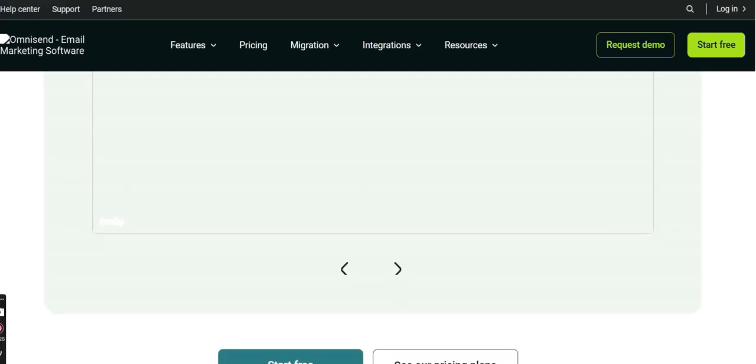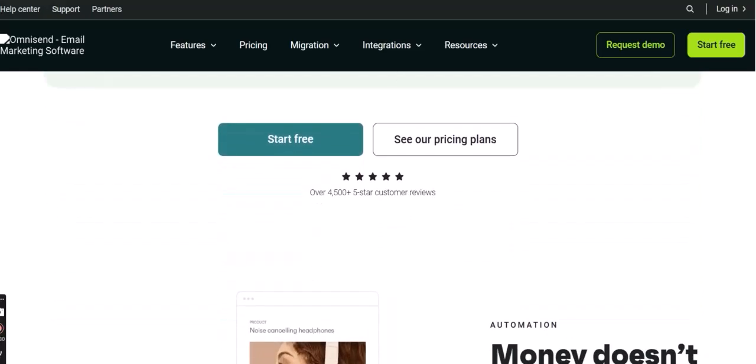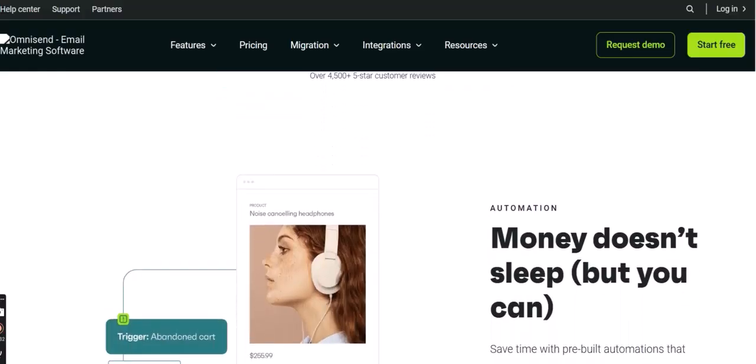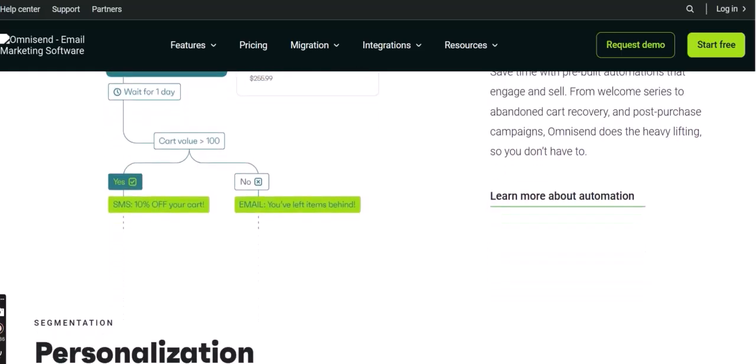Also, Omnisend's dynamic product blocks automatically adapt to regional preferences, which helps when your store uses multiple currencies or product feeds. 5. Sending campaigns to multiple languages.